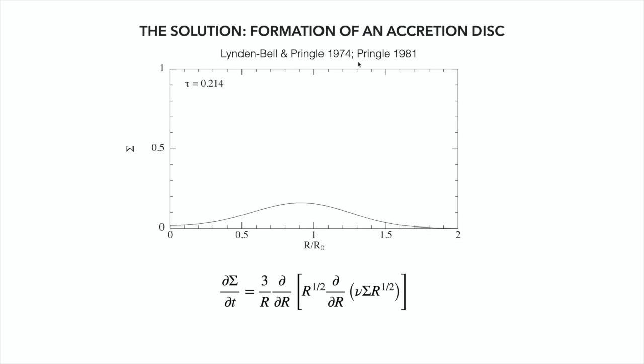Okay, so why does this solve the angular momentum problem? Well, first of all, you can see that material is accreting onto the central object. That's what we're trying to achieve. But the other thing in this diffusion process is that you get a small tail of material carried to a very large radius, which is then carrying all the angular momentum. So as we say, material goes to infinity with all of the angular momentum.